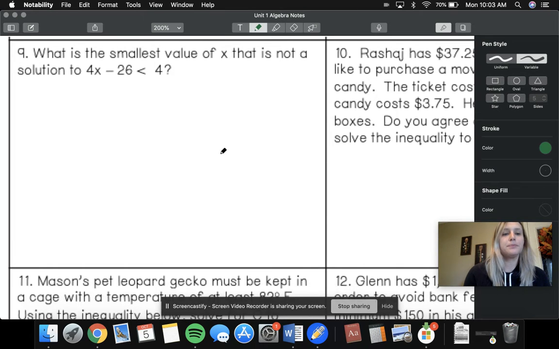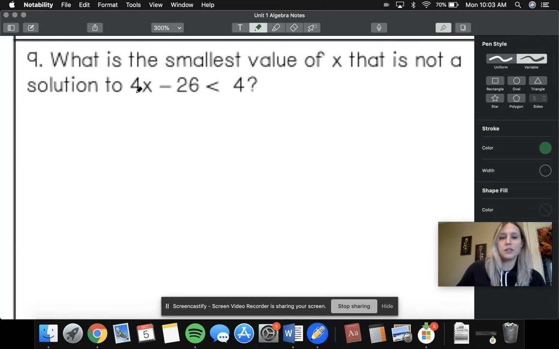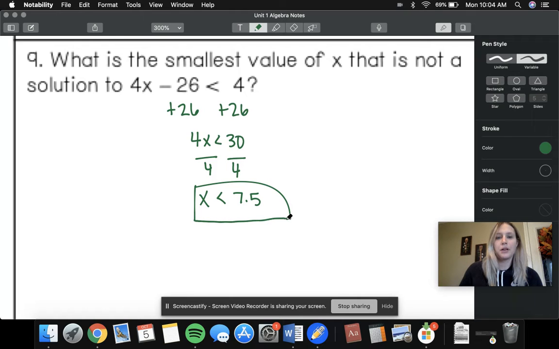But for this one, what is the smallest value of x that is not a solution to 4x minus 26 is less than 6? So we need to figure out which would be the smallest number that would not be an answer. So first, we should probably just solve this. So we're going to add 26. We're going to divide by 4. And 30 divided by 4 is 7.5. Okay. So x is any number that is less than 7.5.